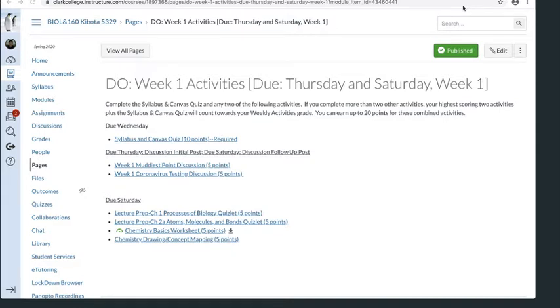In week one, one of the activities is the syllabus and Canvas quiz, which is worth 10 points. All the other activities are each worth 5 points. So you only have to do well on two of the activities to earn your 20 week one points, assuming you already completed the syllabus and Canvas quiz. Those can be any of the two activities.